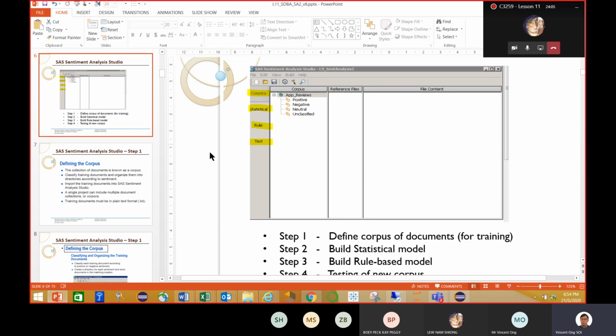The general rule is what? Say 1,000 corpus documents, you pick 5%, it means 50, right? So 25 positive and 25 negative. Manually, 50. Then how about the neutral ones and the unclassified ones?